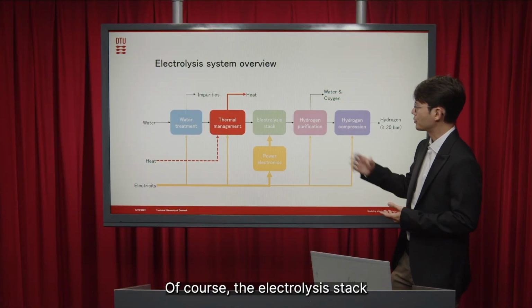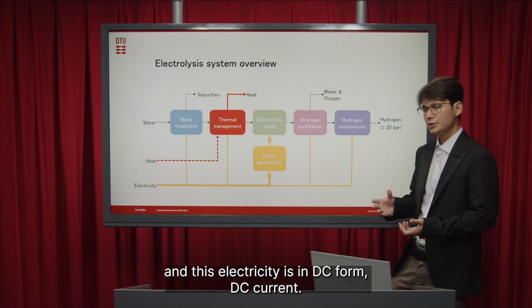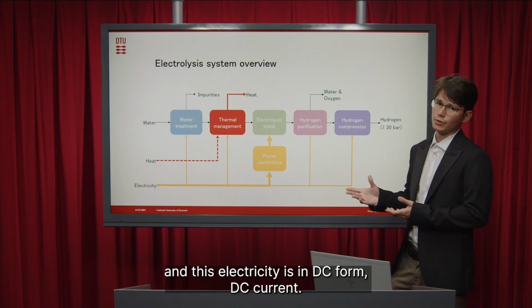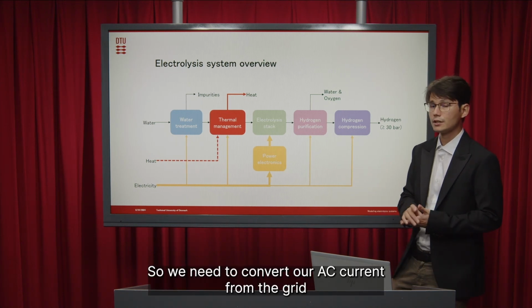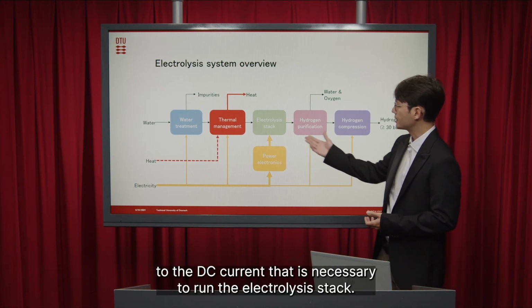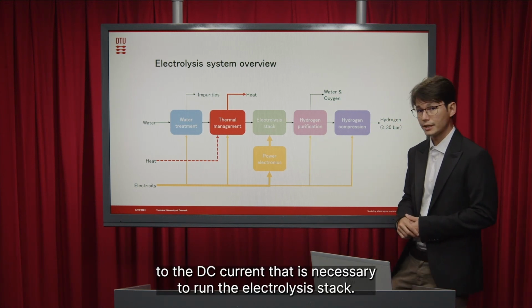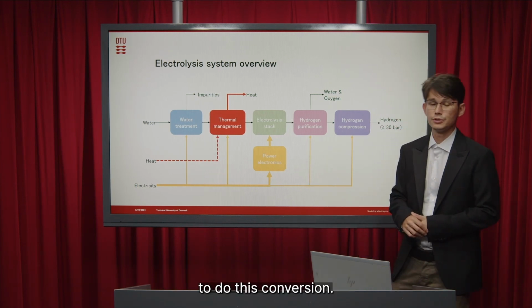Of course, the electrolysis stack uses electricity to convert water into hydrogen, and this electricity is in DC form, DC current. So we need to convert our AC current from the grid to the DC current that is necessary to run the electrolysis stack. Therefore, we need some auxiliaries, power electronics, to do this conversion.